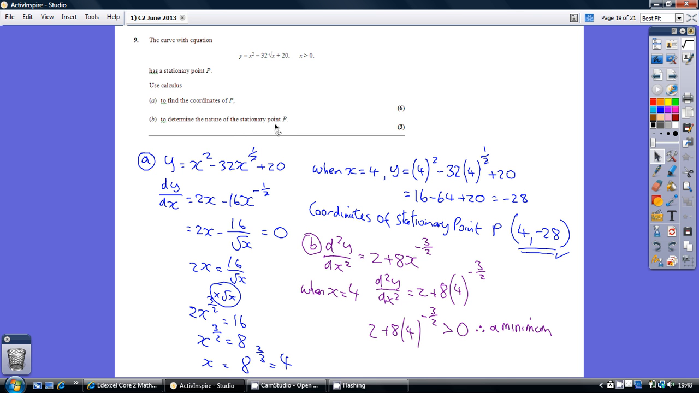Now, to determine the nature of the stationary point, i.e. whether it's a maximum or a minimum, we need to do the second differential. So we differentiate this again, giving us this. And we know that x at the stationary point is 4, so we can see that when we substitute 4 in, we're actually going to get a positive value. We don't need to work it out, but we can just say because it's positive, in other words greater than 0, it is therefore going to be a minimum value.